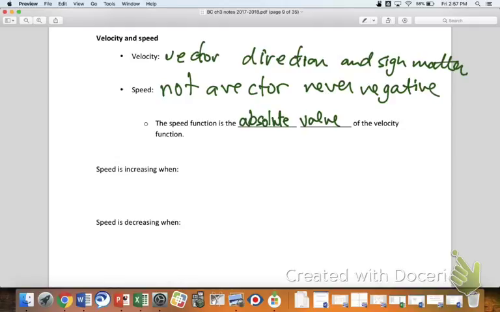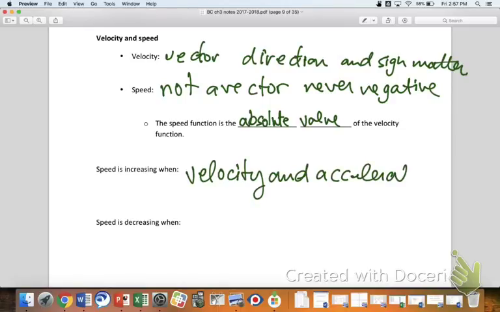So anyway, speed is never negative because the speed function is the absolute value of the velocity function. Here's the thing that hopefully you'll be able to remember for Monday. We'll use this for sure. Speed is increasing in one scenario. When? Velocity and acceleration is the same sign. There it is. Nice job, Jasmine. When velocity and acceleration have the same sign.